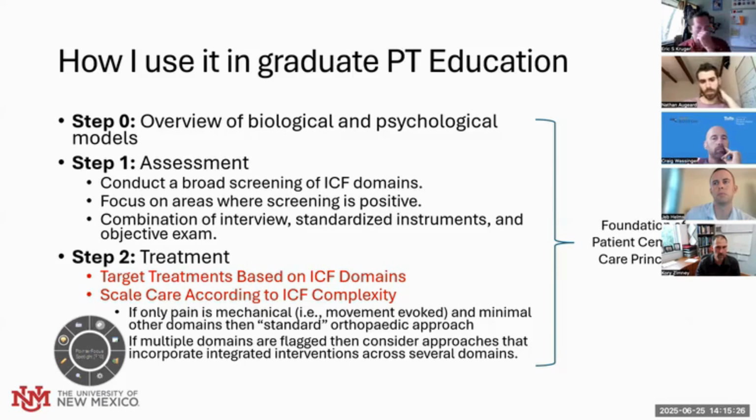I'm trying to move through this in a relatively brief manner, but also under the assumption that many of us are familiar with this model. But if there are multiple domains selected, let's say body structure function, activity limitations, participation restrictions, personal factors, then we know that we're dealing with a higher complexity sort of case.